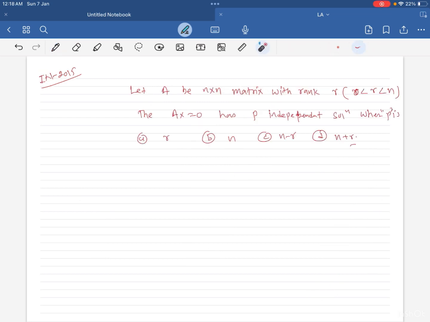Okay, let's look at this question. This question is from IN 2015. Let A be an n by n matrix with rank R, where R is from 0 to n. Then AX = 0 has P independent solutions, where P is R, n minus R, or n plus R. So what does it mean that AX = 0 has P independent solutions?